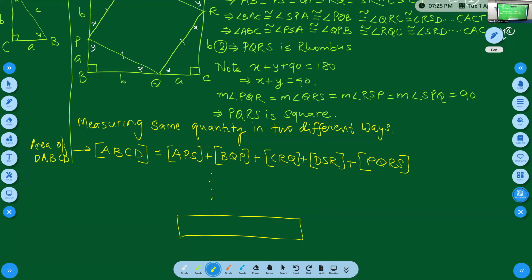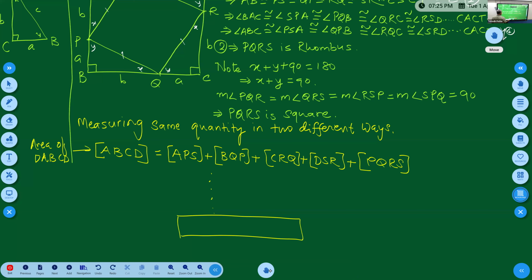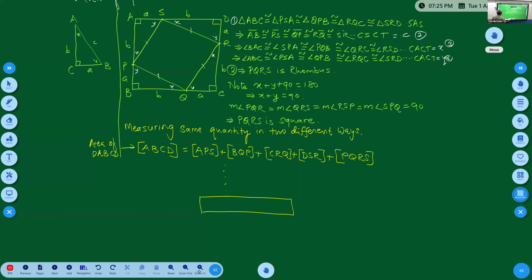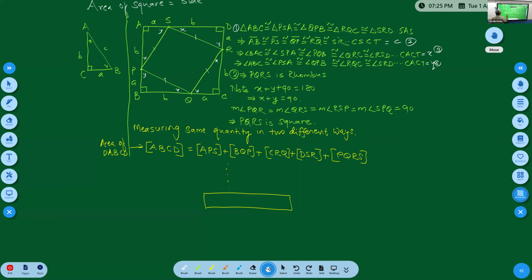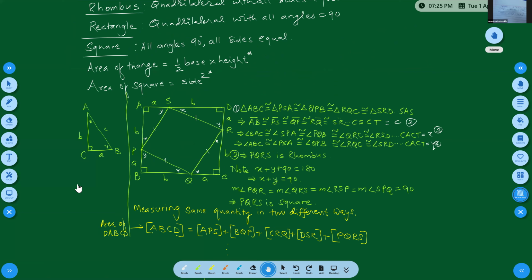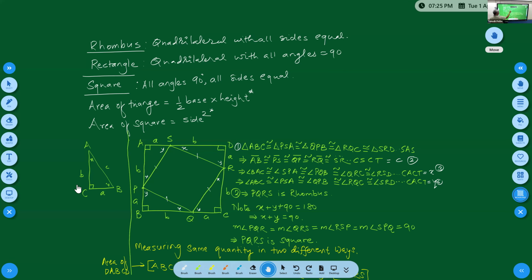I deliberately said at the start that you will not remember all of that, so my first statement was this. This is required. I have used rhombus in the proof. I have used square in the proof. I have to use area of triangle, half base into height, in the proof, and I have to use area of square in the proof. That is given to you now. This is available.